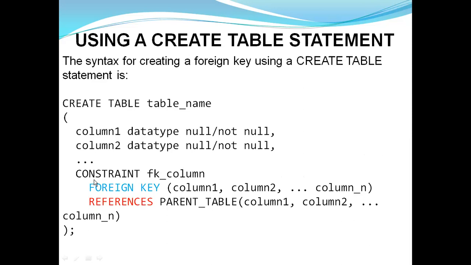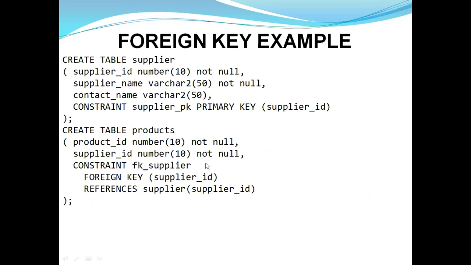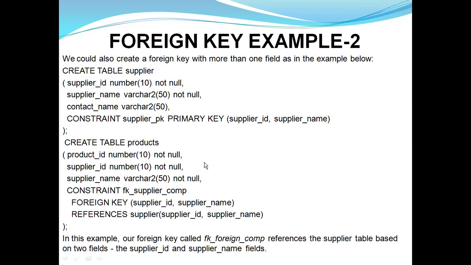Now, syntax wise, we have seen that. What's the difference? Additional thing we have added? References. So syntax wise, constraint, constraint name, foreign key, column, references, parent table name, and columns. Simple here. This is an example of what we have done in the practical.